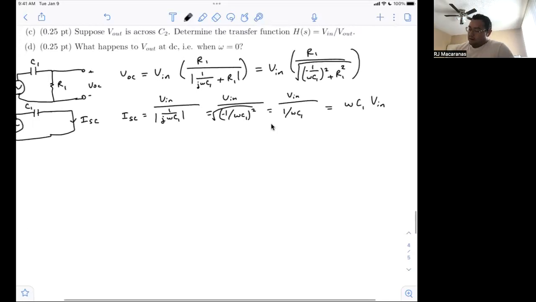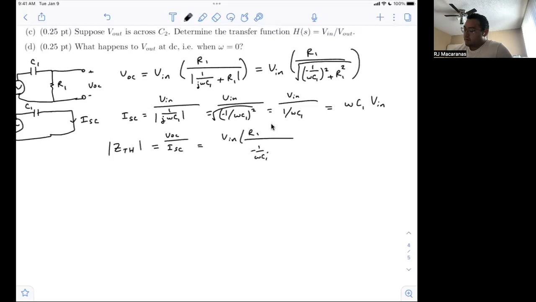So there's our I short circuit, and then to figure out our Thevenin impedance, right? So this is the magnitude, since we have everything in RMS. Our Thevenin impedance is given by V open circuit divided by I short circuit, which is Vn times R1 divided by this mess. So minus 1 by omega C1 squared plus R1 squared, square root.